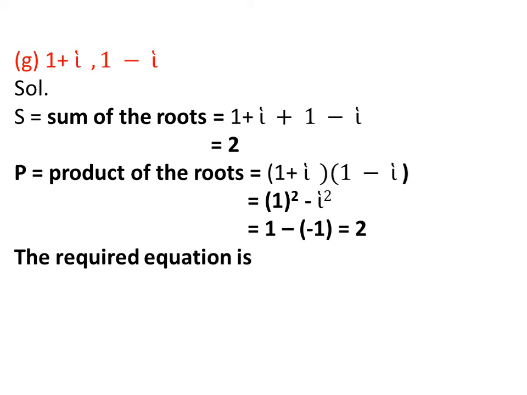As we have obtained the quadratic equation x square minus sx plus p equal to 0, here we have to put the values of s and p. The value of s is 2 and the value of p is also 2. So by putting these values we get x square minus 2x plus 2 equal to 0, which is our required quadratic equation.